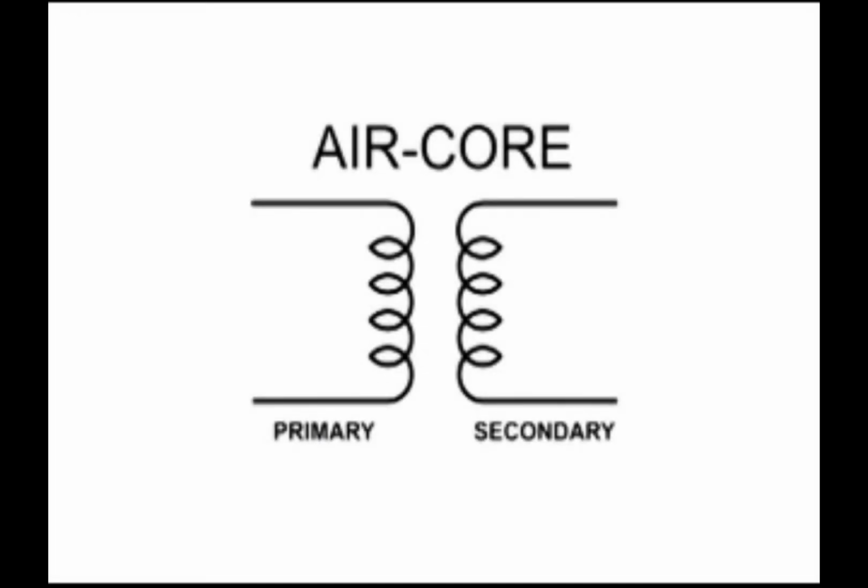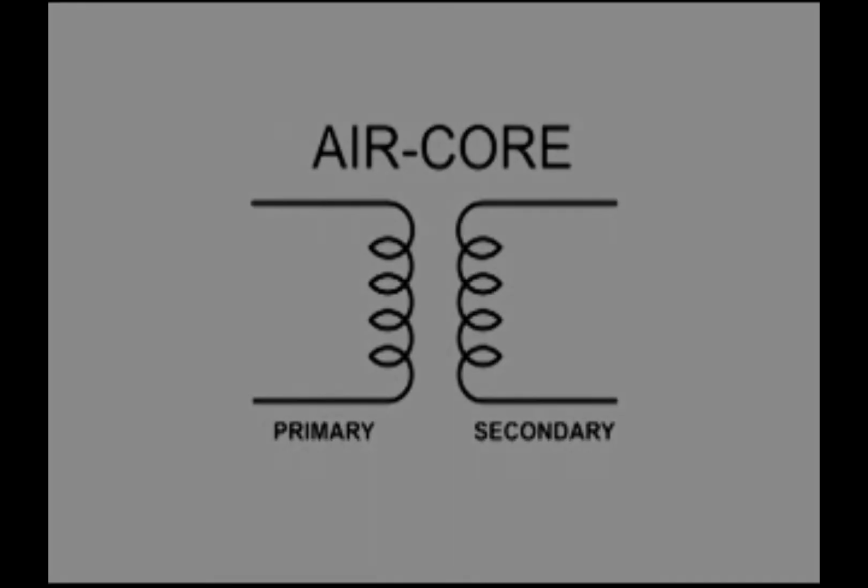Here's a few examples of different types of transformers. Now the one that we've been using is this air core, and the primary and secondary are labeled. And the air core is mainly used in high frequency work such as RF, radio frequency work.